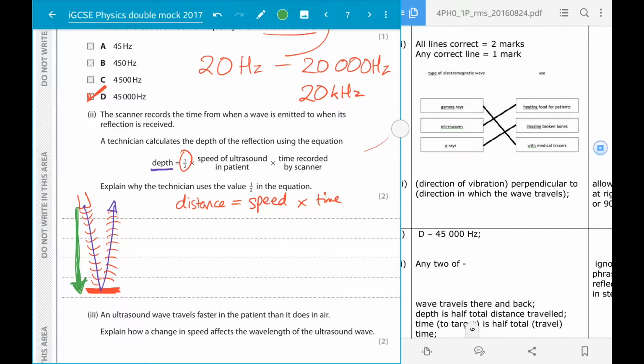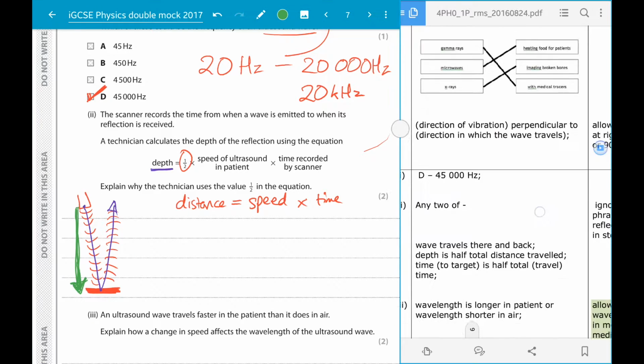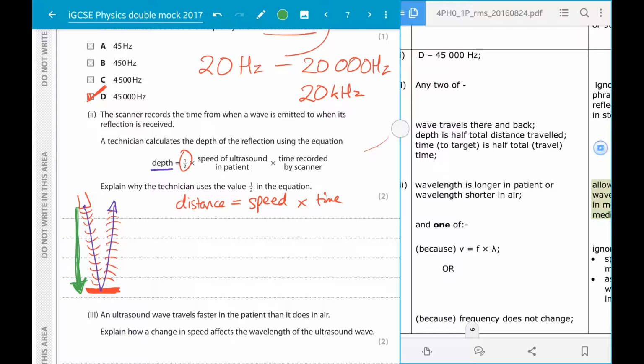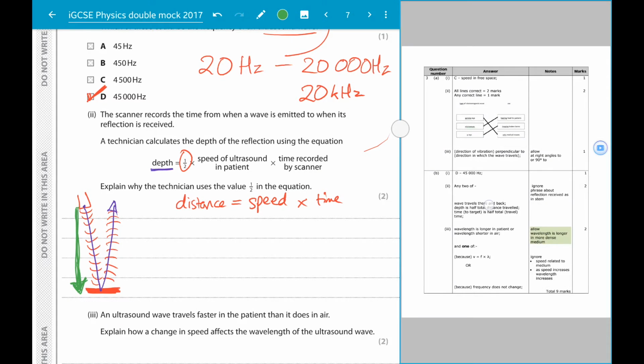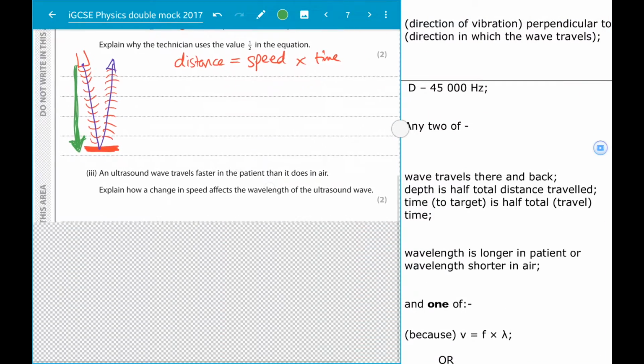It says here in the mark scheme, wave travels there and back, and depth is half of the total distance travelled. But a diagram can really, really help. So something like that will pretty much get you 2 marks. I think if you do that diagram, it makes sense what's going on here.